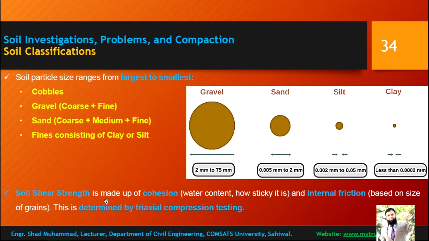And soil shear strength is made up of cohesion, water content, how sticky it is, and internal friction based on the size of the grain. So for the soil shear strength parameters, you have studied the famous equation that depends on cohesion and internal friction. This is determined by triaxial compression testing. So soil shear strength is determined by triaxial compression testing.